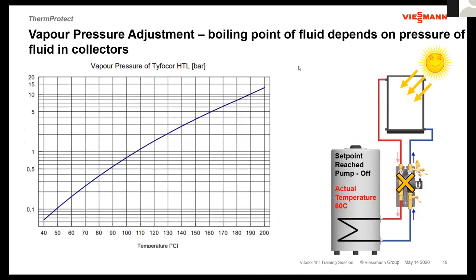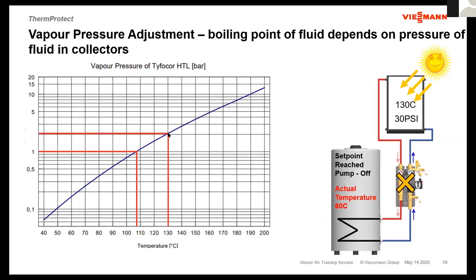If we look at the vapor pressure of Tyfocor, the HTL that we just looked at, the stuff that we sell here at Viessmann: if we have 15 pounds at the collector, so if you had a little pressure gauge stuck in the collector reading 15 PSI, once the fluid in the collector reaches about 108 degrees C, or basically that's one bar, which is about 14.7 PSI atmospheric pressure. So one bar, 15 PSI, I rounded it up a little bit. 108 degrees C is when we would start to have the fluid start to flash.